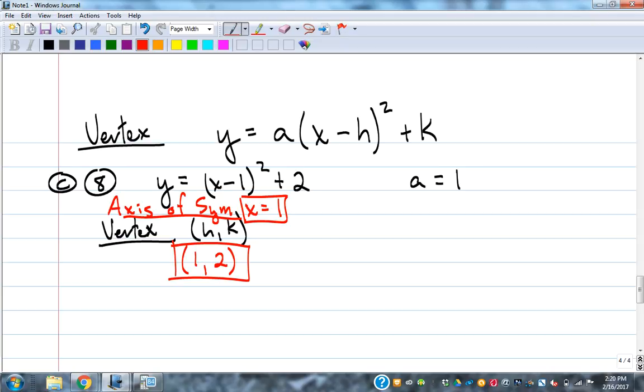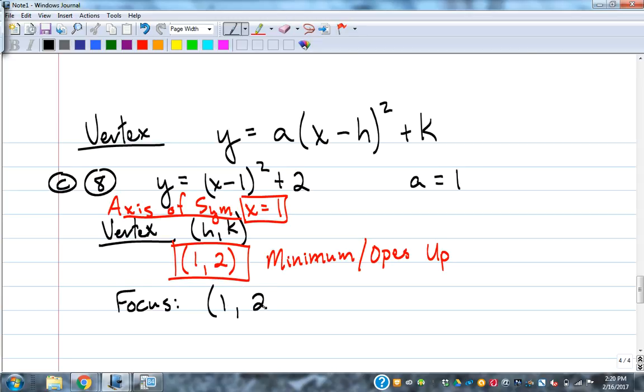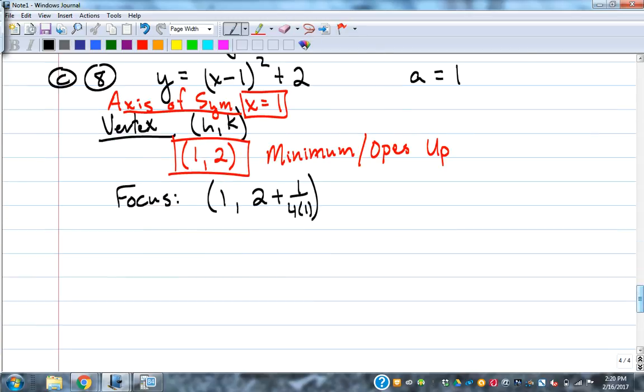Then we need to decide, is that a maximum or minimum? Well, y'all said it opened up, so it would be a minimum. So minimum opens up, those things go together. All right. So after we find that, we want to find the focus. Focus. Same thing. Vertex, 1, and then we're taking 2 and adding 1 over 4 times A. 1 over 4 times A every time. 1 and 2 1/4, which would be 9 over 4.